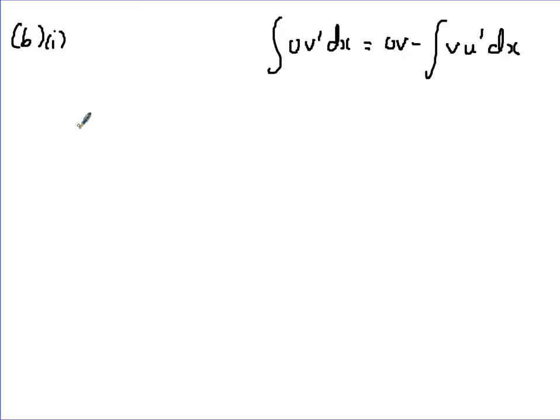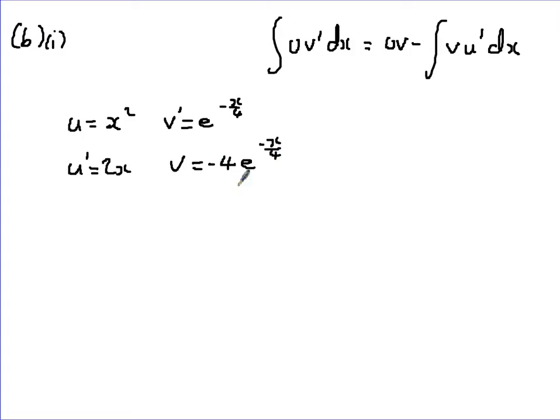So we're going to put down u as x squared, and v dash then is going to be e to the minus x over 4. So differentiating u gives us 2x. Integrating v dash gives us minus 4e to the minus x over 4.